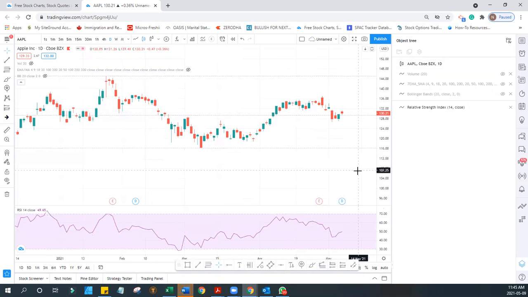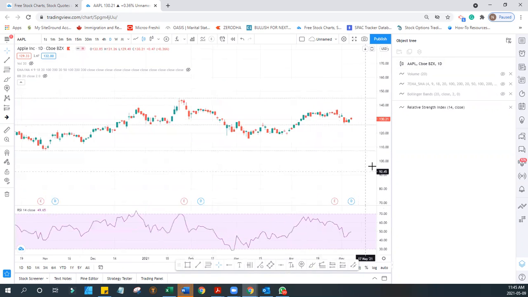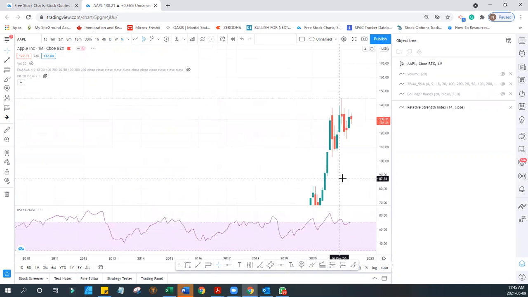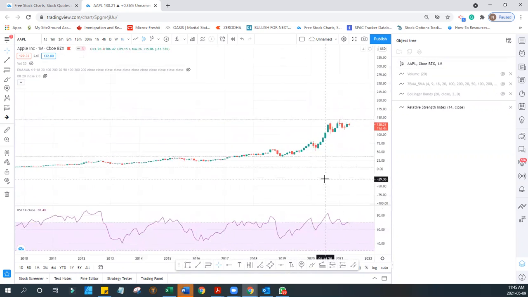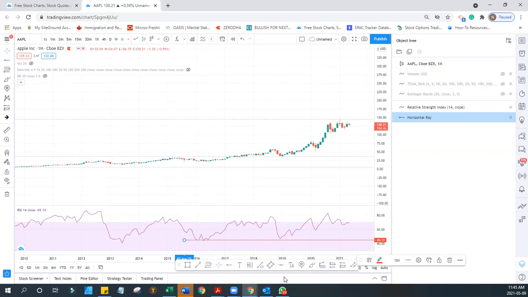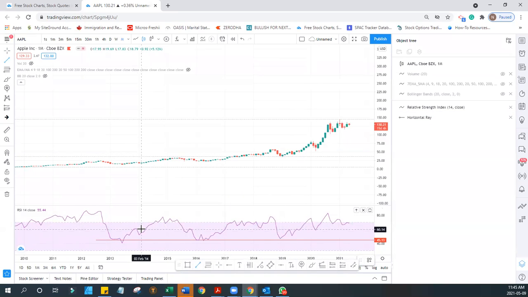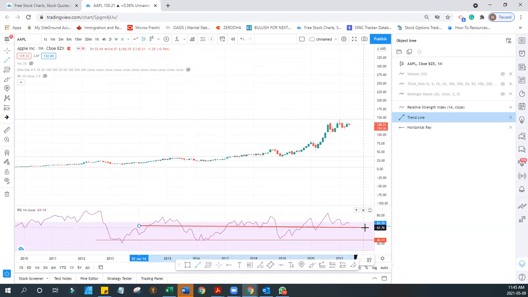If you see, this is Apple. I'm looking at this RSI on a monthly basis. Always look at RSI on the monthly basis. Do you see that the RSI came down to less than 45 only once, and it took support? And most of the time, it's staying above 60.